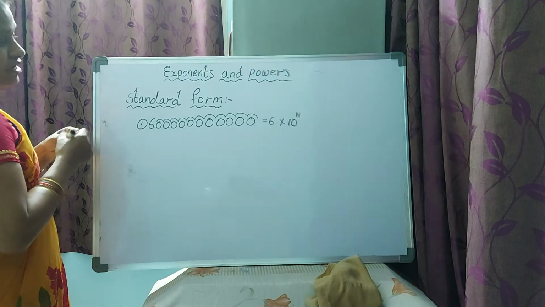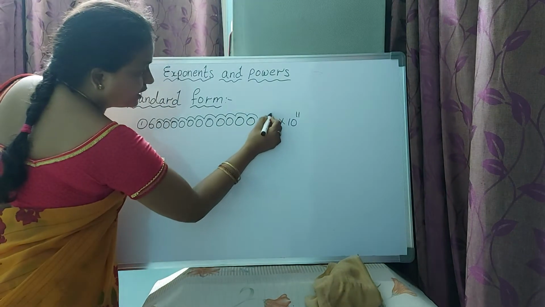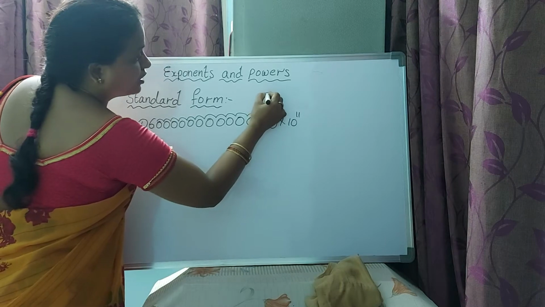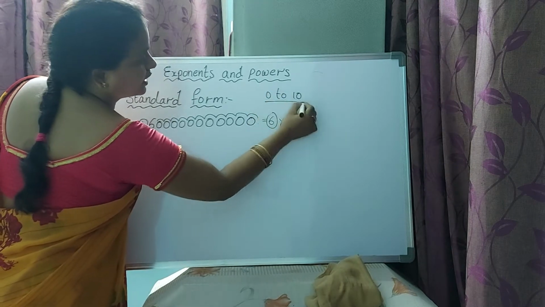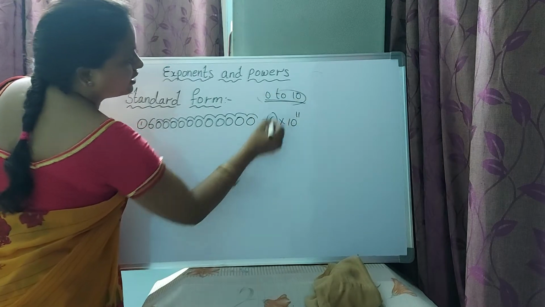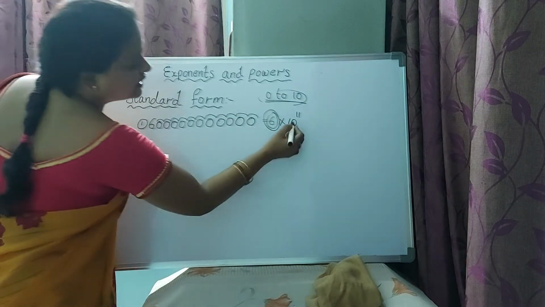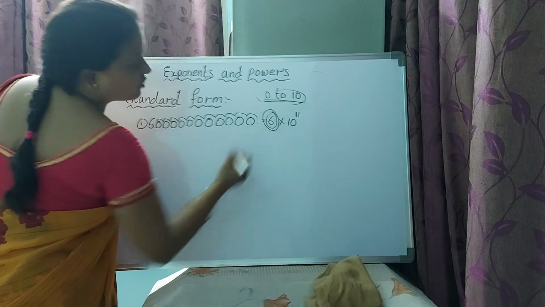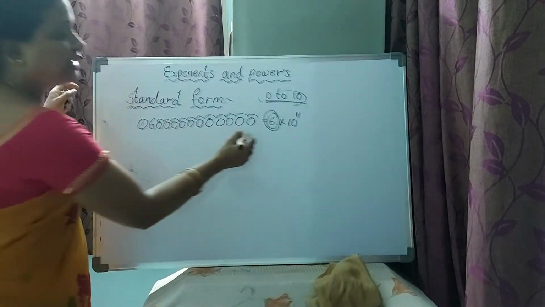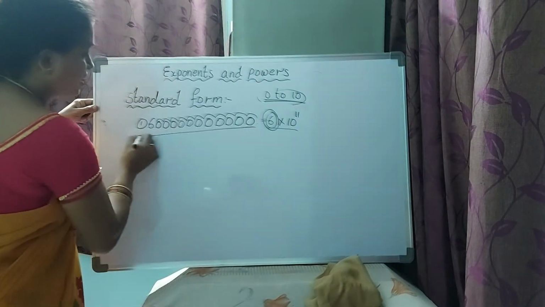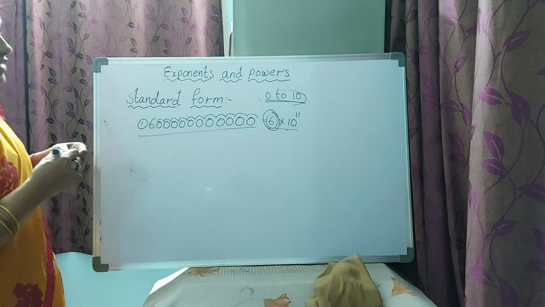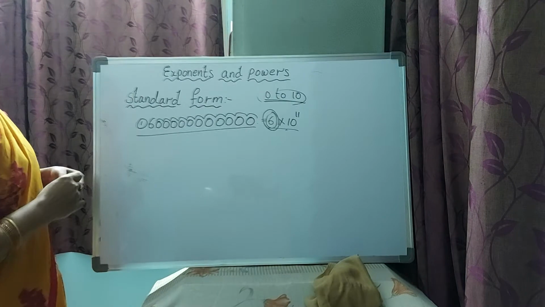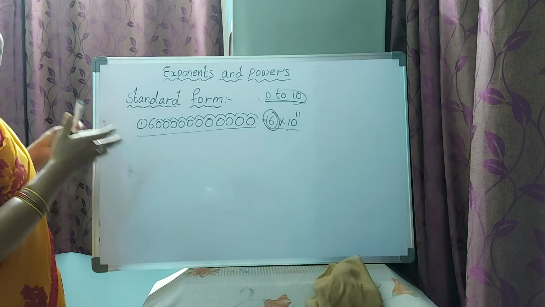That means this number should be in between 0 to 10. Between these numbers only, this number should be there. Then this one, 10 to the power of 11. Powers, if you see that number, instead of writing like this, if you write like this, it is very easy to remember or recognize.